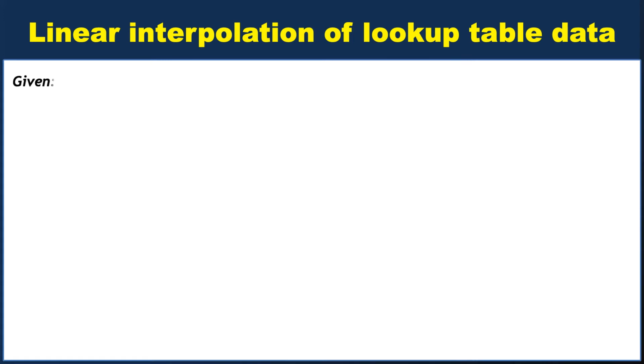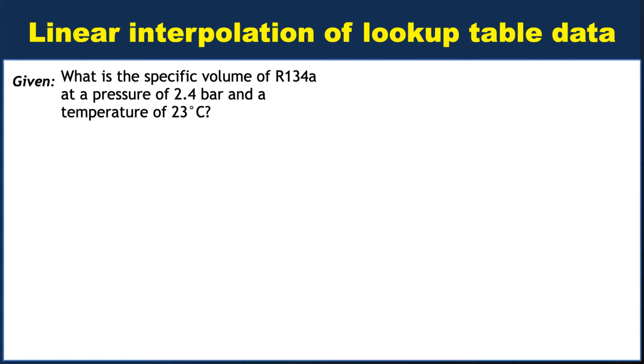So the question we're trying to answer is, what is the specific volume of a refrigerant, R134A, at a pressure of 2.4 bar and a temperature of 23 degrees Celsius? A lot of problems in your book work this way. They'll either ask you for some particular property given some other properties, or you may even, as part of a larger problem, need to know some substance's particular state.